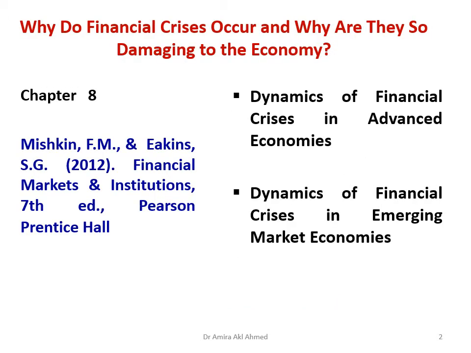Chapter 8 of Mishkin and Econs 2012 is concerned with studying the issue of financial crises. Financial crises are major disruptions in financial markets. They are characterized by sharp declines in asset prices and the failures of many financial and non-financial firms. The chapter explains why financial crises occur and why they damage the economy.